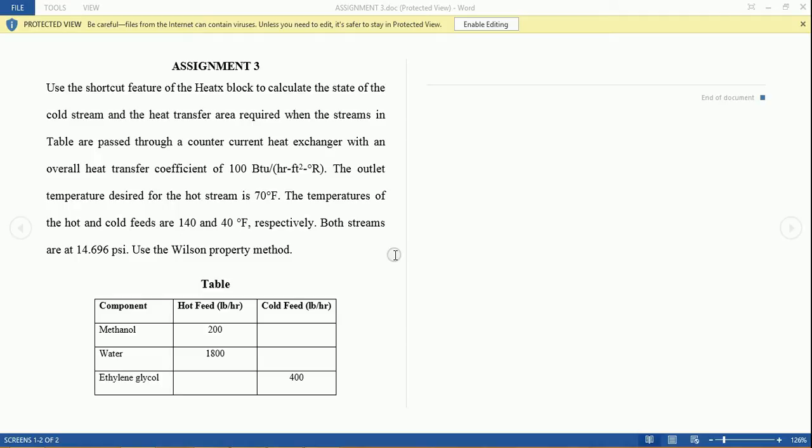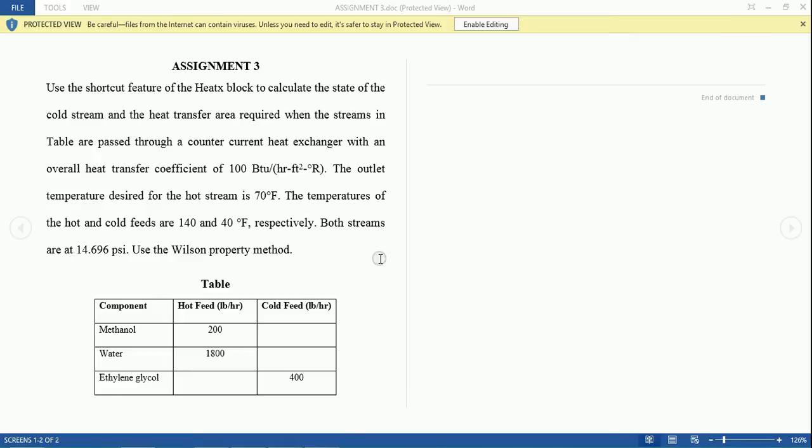state of the cold stream and the heat transfer area required when the streams in the table are passed through a countercurrent heat exchanger with an overall heat transfer coefficient of 100 BTU per hour per feet square degree Rankine. The outlet temperature desired for the hot stream is 70 degrees Fahrenheit. The temperatures of the hot and cold feeds are 140 and 40 degrees Fahrenheit respectively. Both streams are at 14.696 psi. Use the Wilson property method.